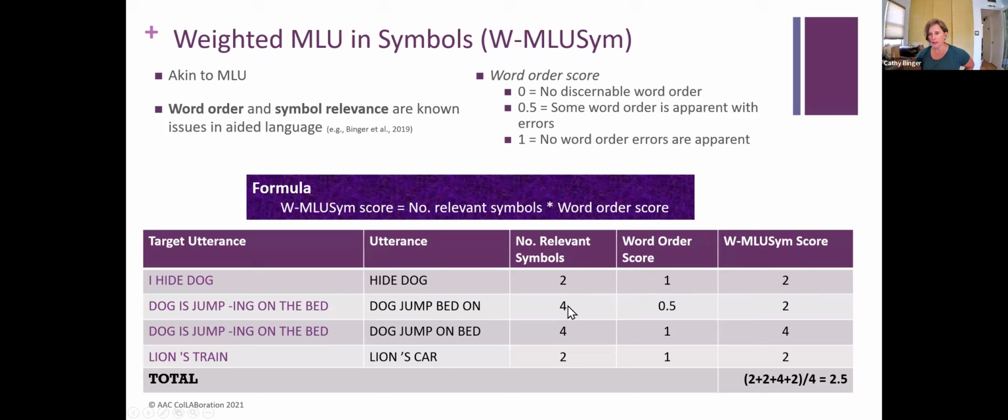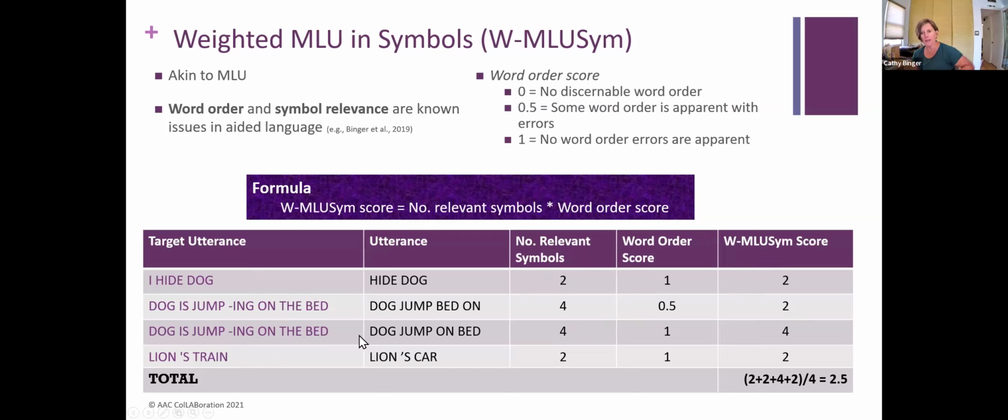Next, "Dog is jumping on the bed," and the child says, "dog jump bed on." All the symbols are relevant, but here we have a word order issue where "on" and "bed" are flipped. Dog is fine, dog's in the right place. Jump is fine, jump's in the right place, but the last 2 words are not. So there's some word order apparent, but there are also some errors. So that one gets a 0.5. 4 times 0.5 is 2. We score that one as a 2.